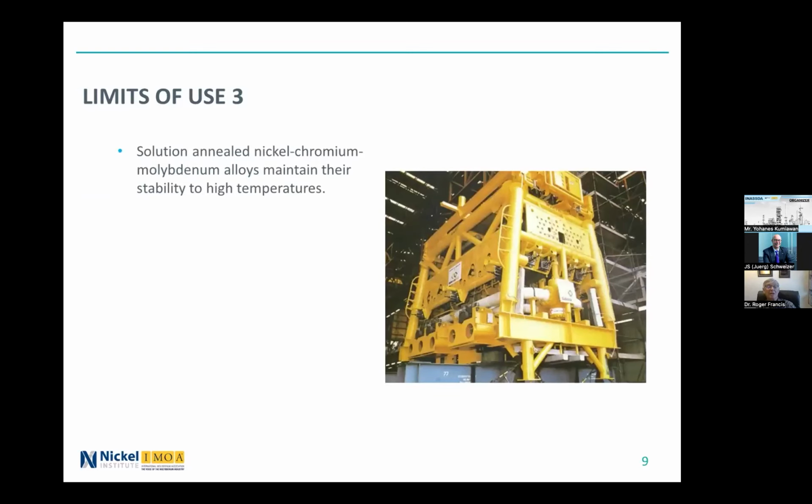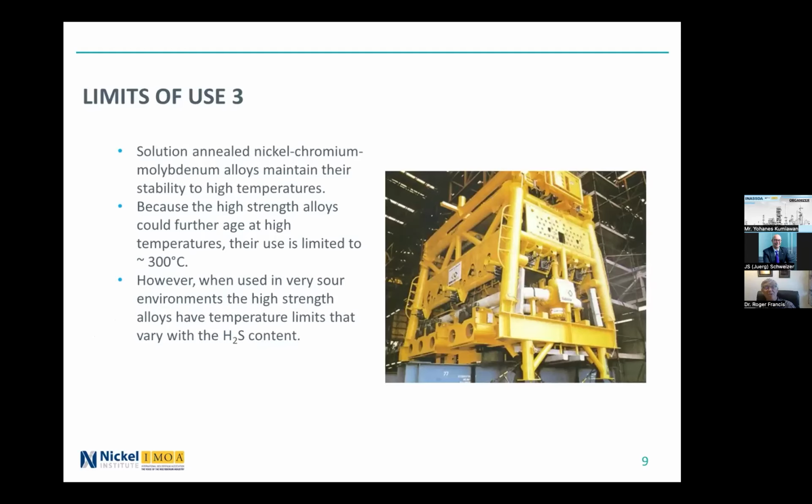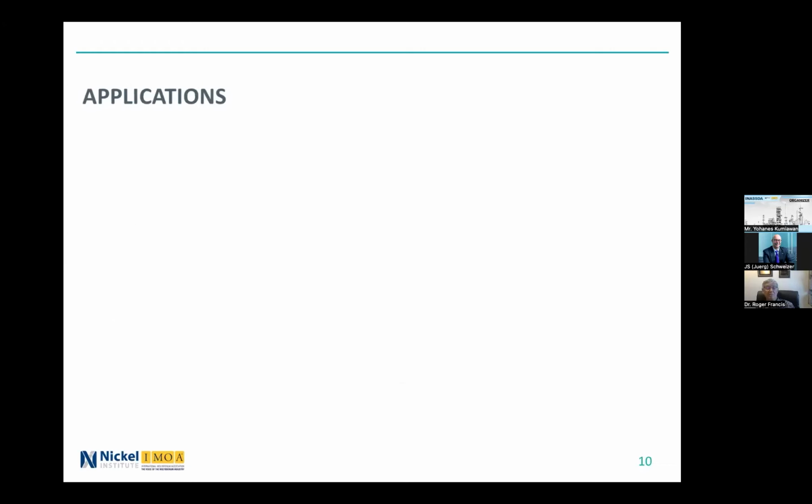Now let's talk about the nickel-chromium-molybdenum alloys. And again, they're also very stable metallurgically to high temperatures. Now, because the high-strength alloys could further age at high temperatures, their use is limited to a maximum of about 300 degrees centigrade. However, when used in very sour environments, the high-strength alloys have temperature limits that vary with the H2S content. This is all documented in ISO 15156. These are also linked to maximum hardness values, which means it's important to get the heat treatment right.